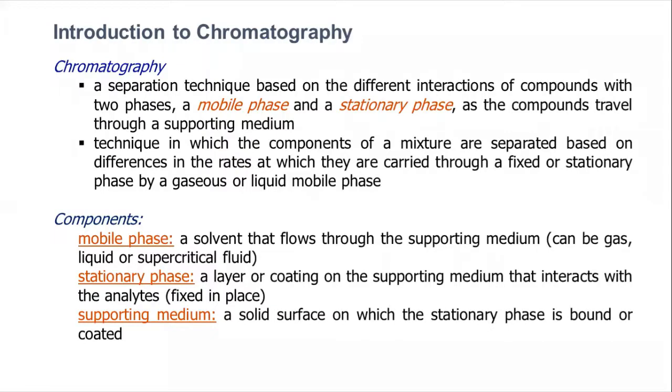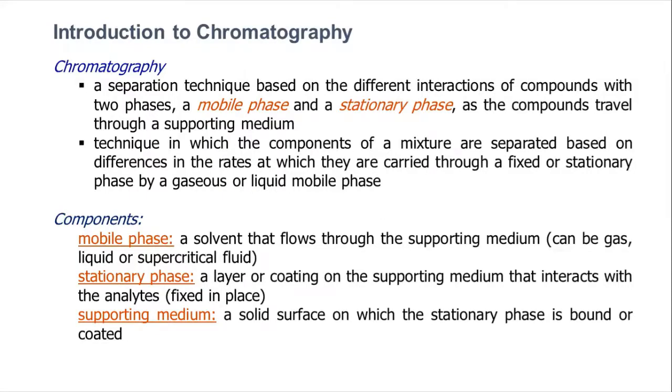The components of chromatography are the mobile phase, the stationary phase, and the supporting medium. For mobile phase, it is a solvent that flows through the supporting medium. It can be gas, liquid, or supercritical fluid. For stationary phase, it is a layer or coating on the supporting medium that interacts with the analytes. This is fixed in place. The supporting medium, this is a solid surface on which the stationary phase is bound or coated.